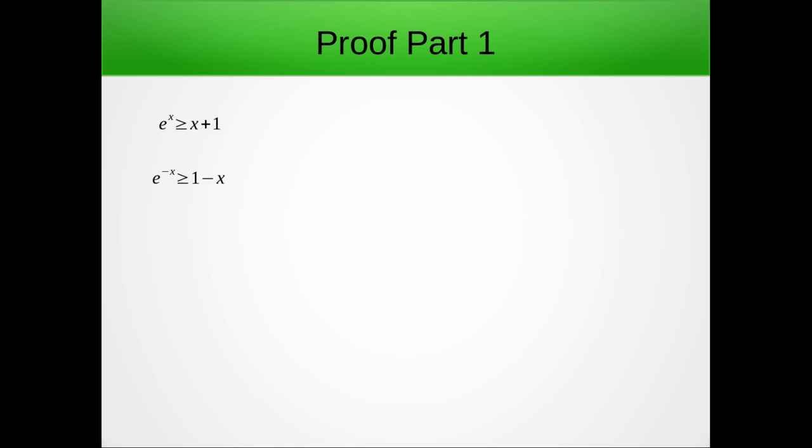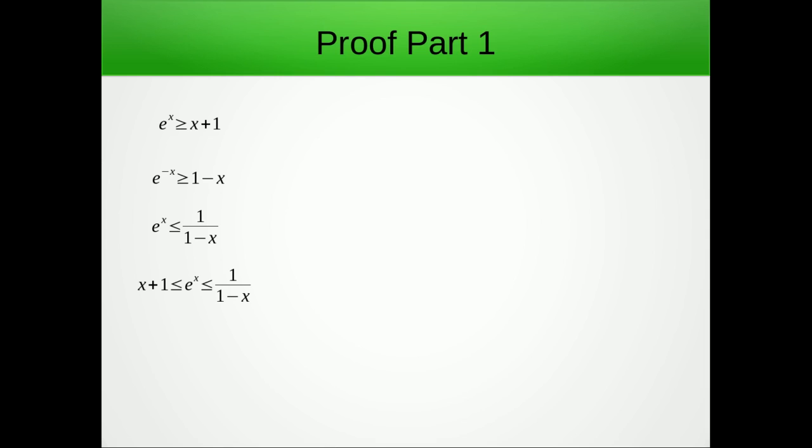Okay, so the first thing we do is we substitute in minus x for x to get this corresponding statement here, that e to the minus x is greater than or equal to 1 minus x. Well, if we invert both sides, we get e to the x, and because we've inverted both sides, is less than or equal to 1 over 1 minus x. So we've got e to the x is greater than or equal to x plus 1, and e to the x is less than or equal to 1 over 1 minus x, which gives us this statement here.